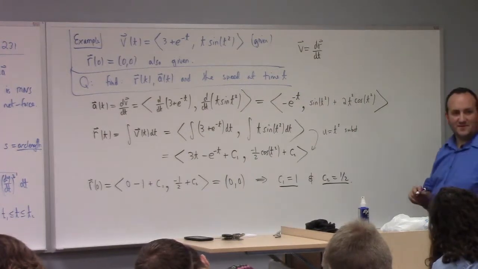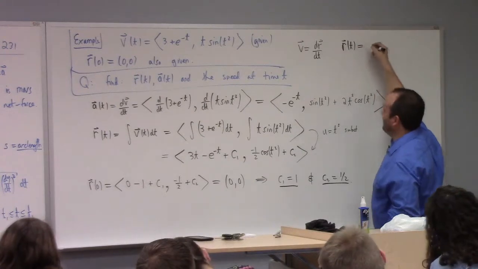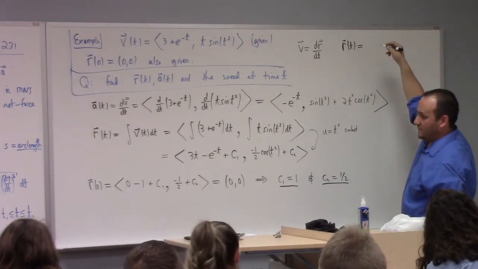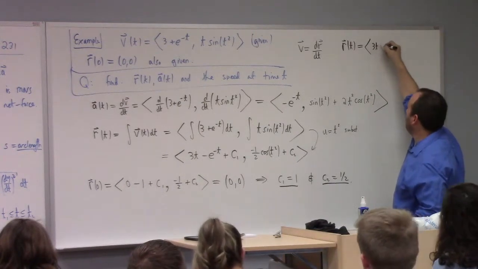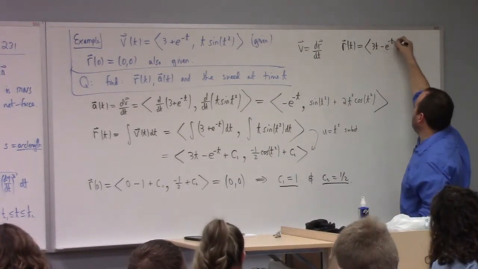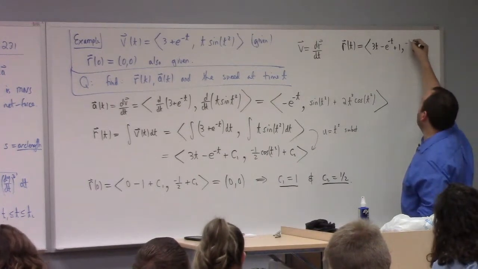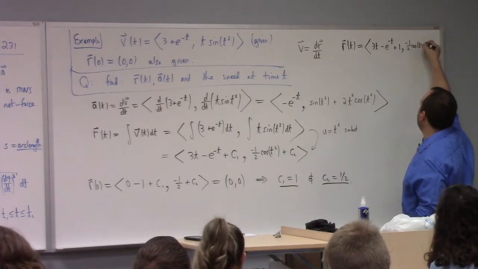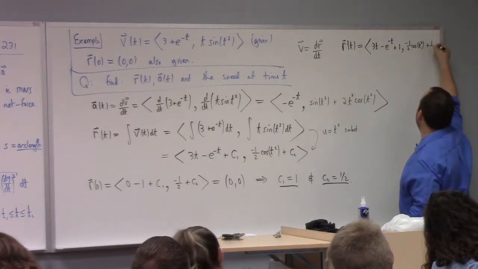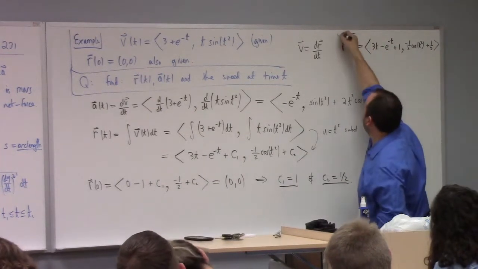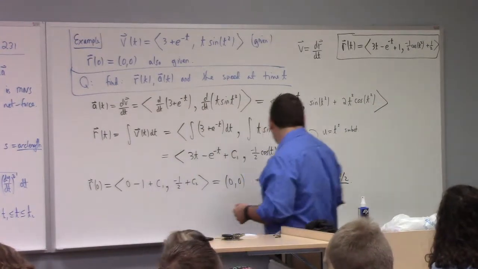In the interest of not hurting your backs and or necks, we've just arrived that the position as a function of time is 3t minus e to the minus t plus 1, c1 was 1, and then minus 1/2 cosine t squared, and my c2 was plus 1/2. There you go. That is the position as a function of time. All right?